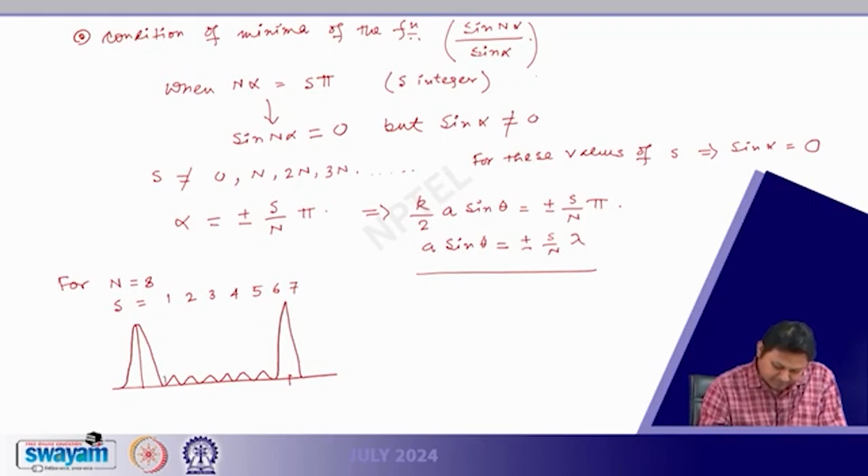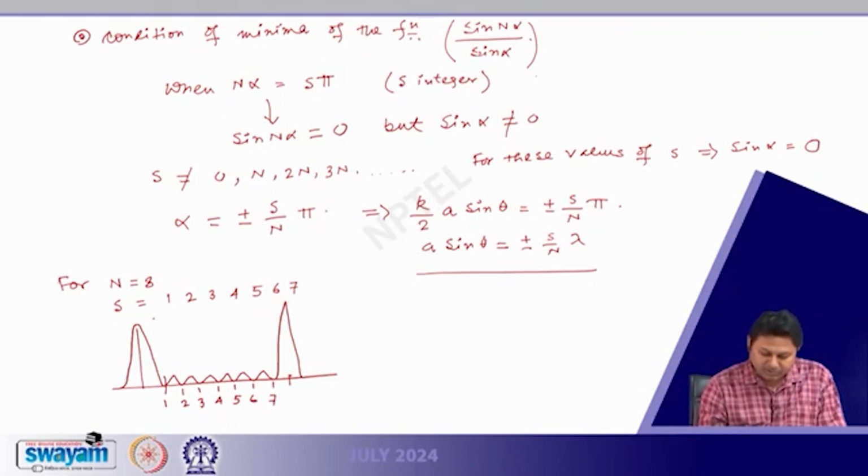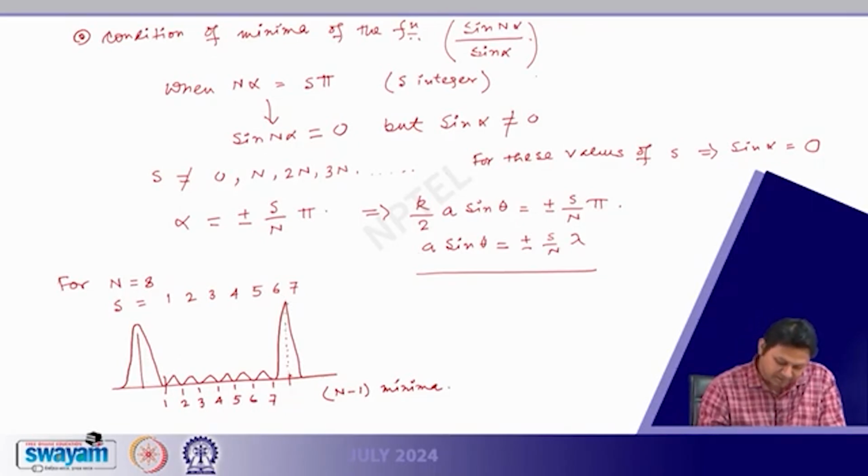Here we have a minima, that is 1, here a minima, that is 2, here a minima, that is 3, here a minima, that is 4, 5, 6, 7. It is for n equal to 8. So, n minus 1 minima will be there in the spectrum for two consecutive principal maxima. These are the principal maxima we are going to get.